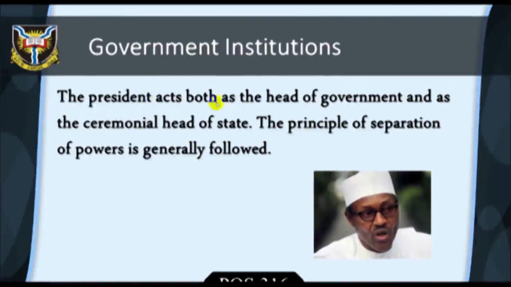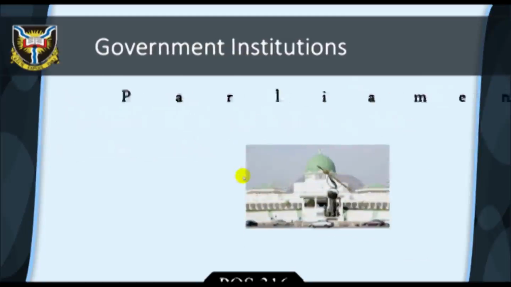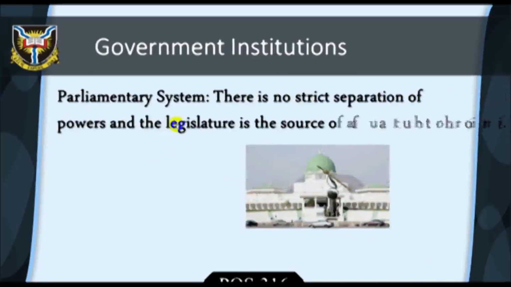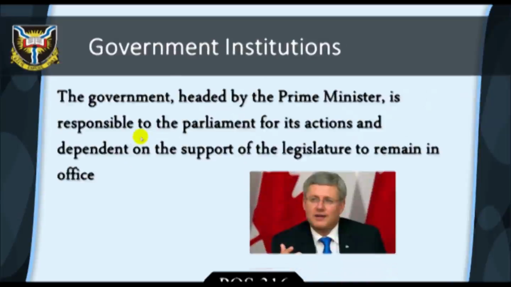The president acts both as the head of government and as the ceremonial head of state. The principle of separation of powers is generally followed. On the other hand, in the parliamentary system, there is no strict separation of powers, and the legislature is the source of authority for the executive. The government, its committee of leading members, and the cabinet are chosen from among the representatives of the majority party or coalition group elected to the legislature.